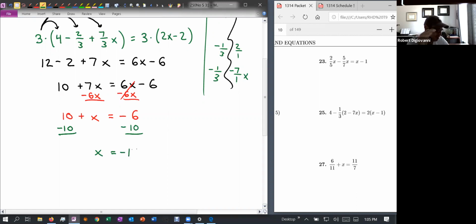Because we're subtracting, right? We're not multiplying or dividing. And that is our answer. We already have a coefficient of 1 in front of the x, because it's just x by itself, which means there's a 1 out there. So our answer is negative 16.